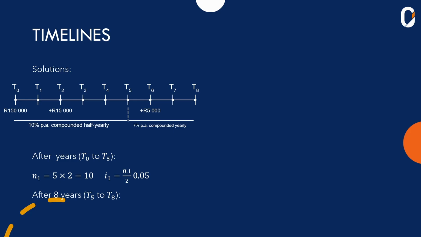Next, after 5 years, that is from T5 up until T8, a total of 3 years. 8 minus 5 is 3. And here, the n value is 3. That is not multiplied by anything because it's compounded yearly. That is once per year, and hence we don't multiply the n by anything. And again, the interest rate, we're going to take it as it is, which is the 7%, and hence 0.07. And now we can go on to calculate the total growth of the initial deposit.